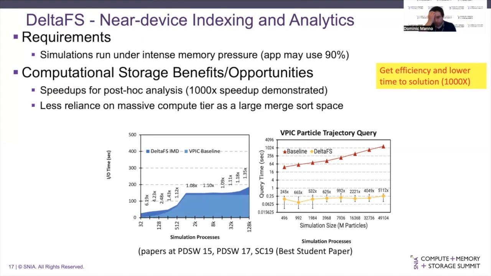And quickly, just to reference the plots here. On the right there, we see the simulation growing in terms of number of particles, and obviously, if you're querying more particles, query time increases if you're only using the file-based approach. But DeltaFS stays fixed, and as you increase particles, the amount of time it takes to query stays relatively the same. And in the end, we see something like 5,000 times faster than the baseline. And then on the left there, you see the overhead added on to the I/O time as you add simulation processes.